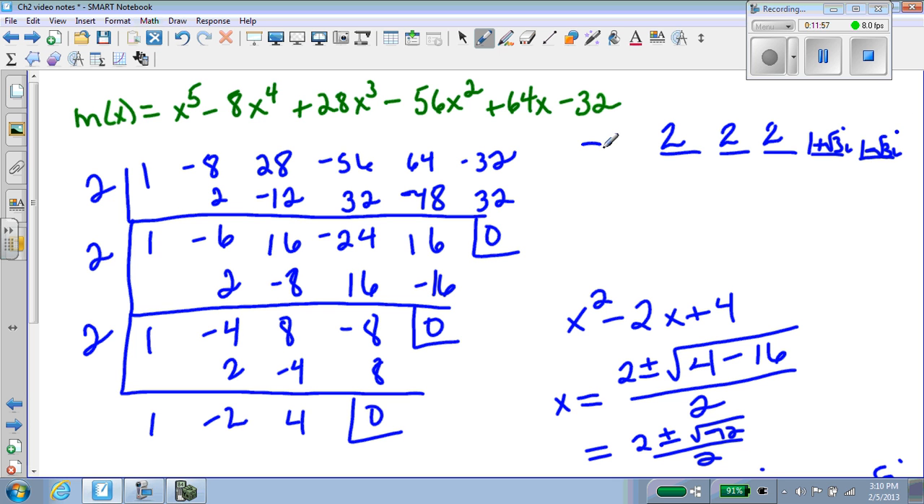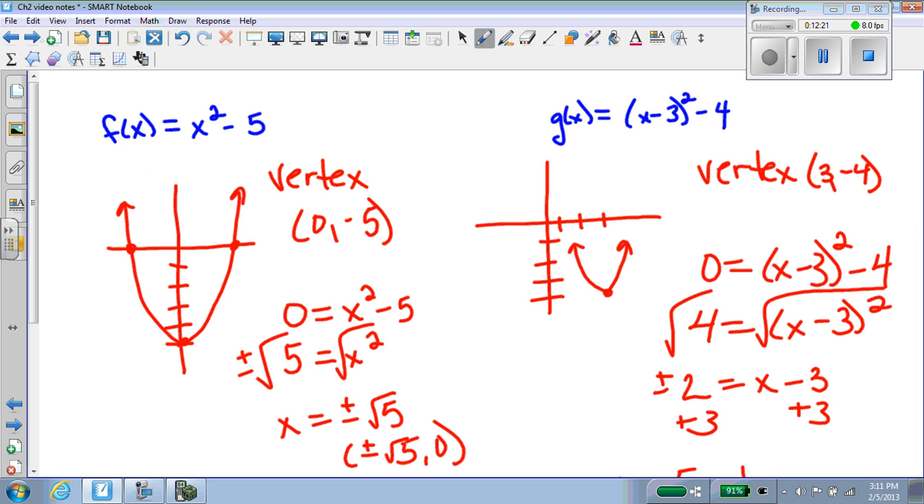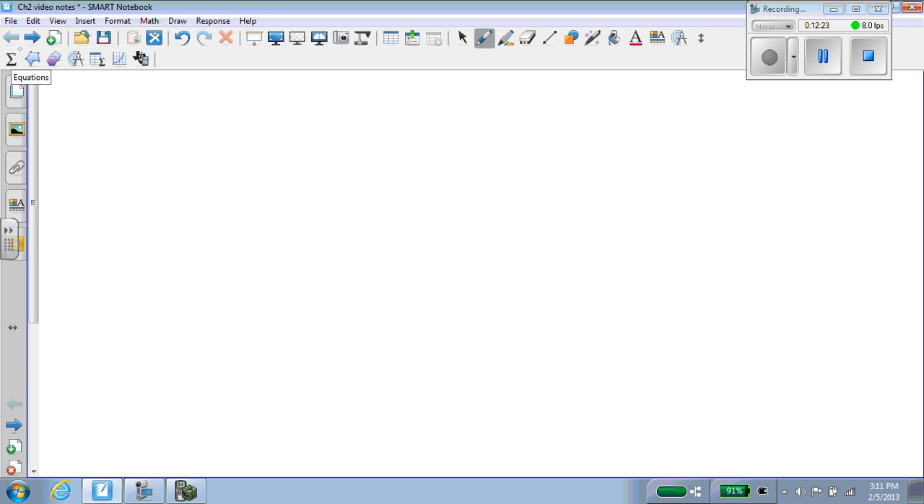Those are my zeros. So my complete factorization looks like x minus 2, x minus 2, x minus 2, x minus 1 minus root 3i, x minus 1 plus root 3i. My complete factorization. Okay, good luck.